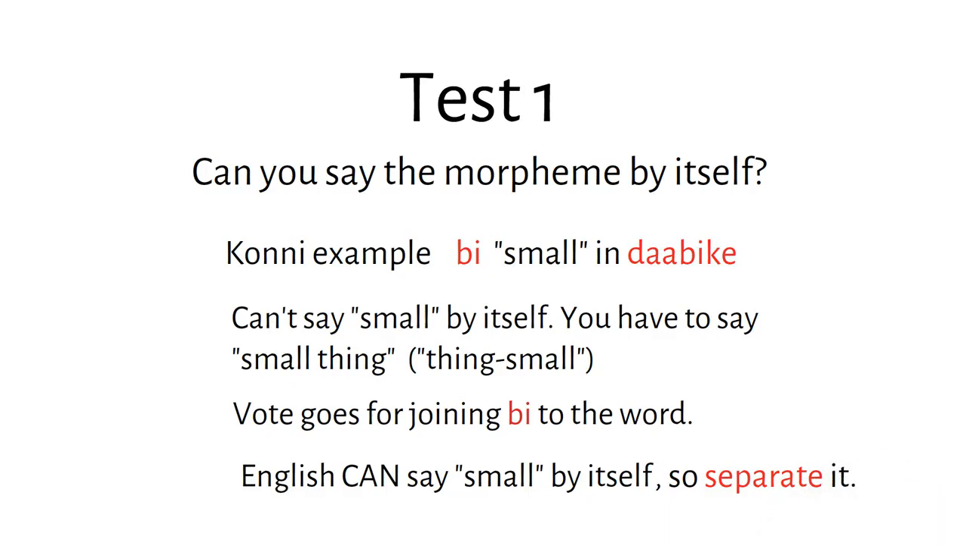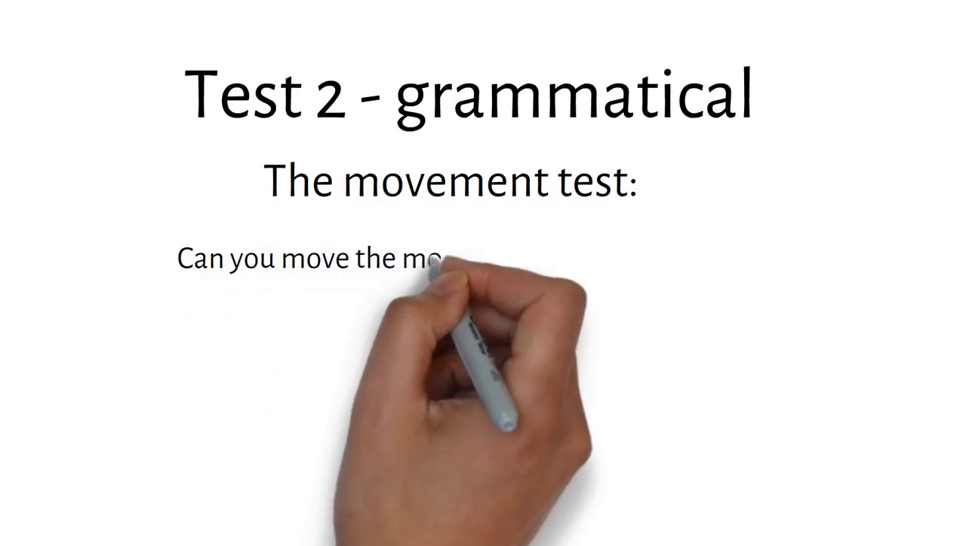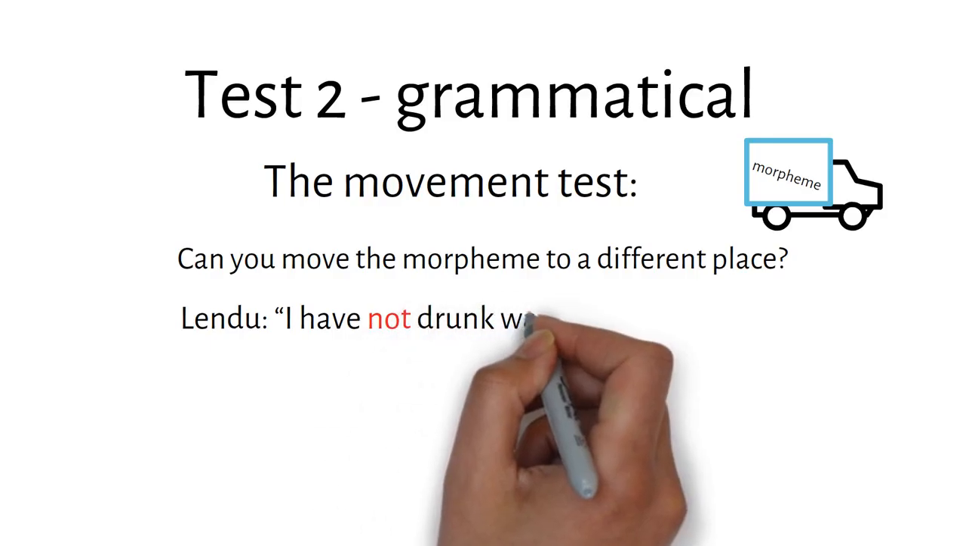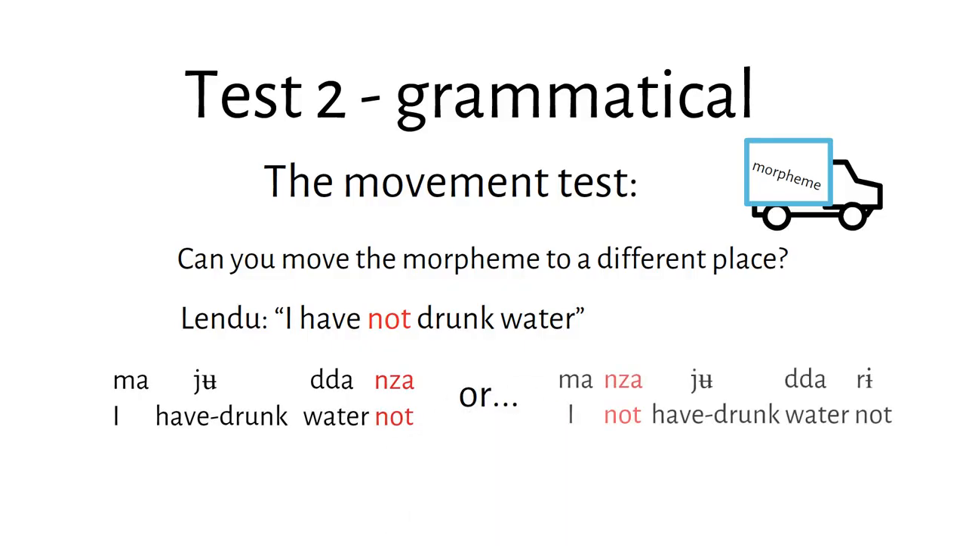Some tests involve grammar. Can we hear about those? Our second test is grammatical, the movement test. Can you move the morpheme to a different place? In Lendu of the Democratic Republic of Congo, you can say, "I have not drunk water," in two ways, either with not at the end of the sentence or not earlier in the sentence. Because you can move it, that votes for separating not from other words. And the next grammatical test?